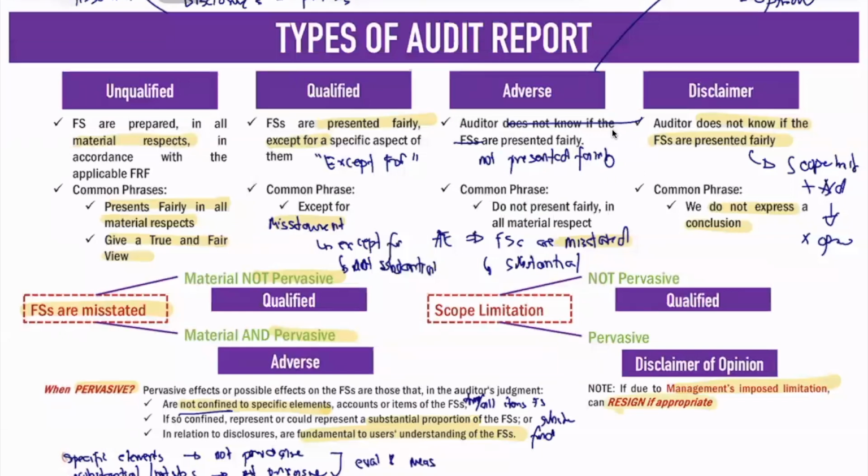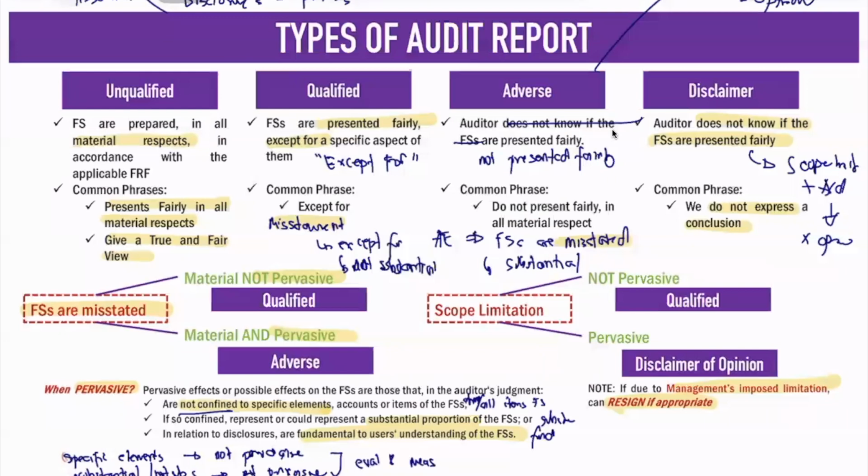So again, as to the types of audit report, in unqualified, you have sufficient appropriate evidence and based on your appropriate evidence, you see that the FS is not misstated, that it is fairly presented. How about in qualified and adverse? You have sufficient appropriate evidence, and in qualified, there is a misstatement. However, the effect is not pervasive. Therefore, you just place an except for item. So in qualified, except for an item.